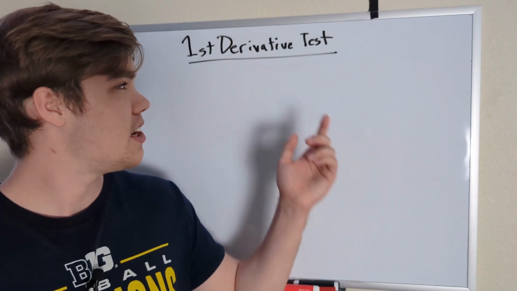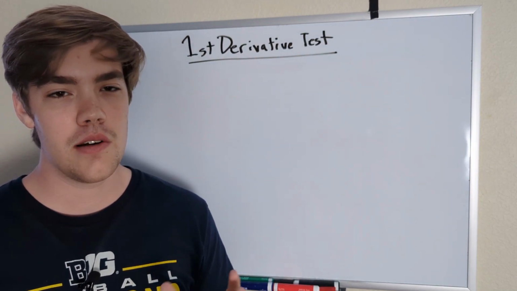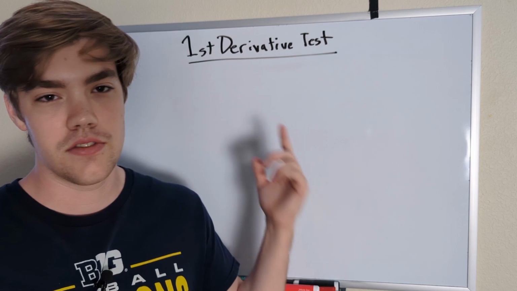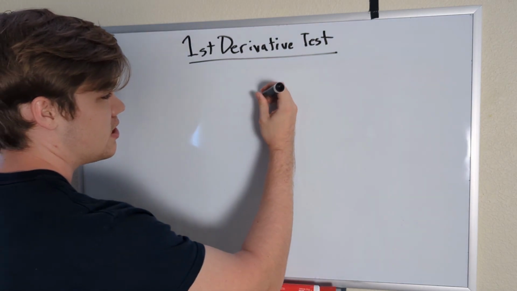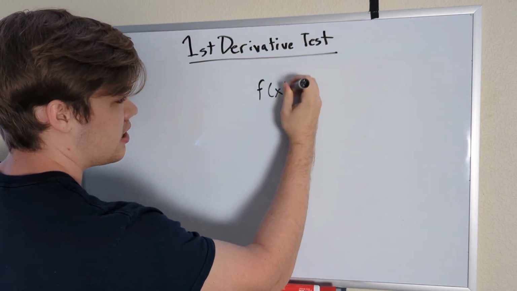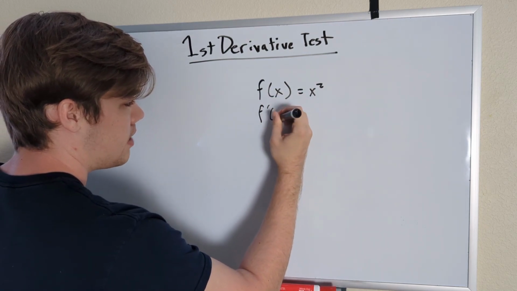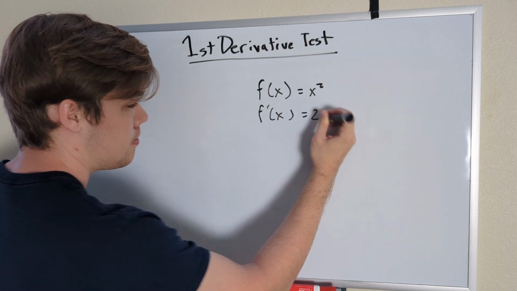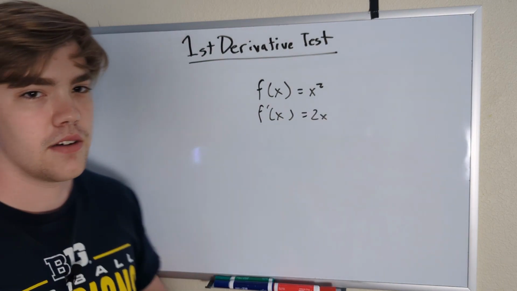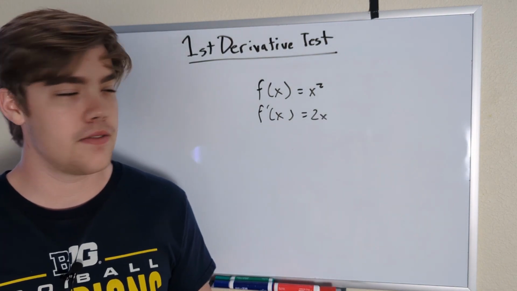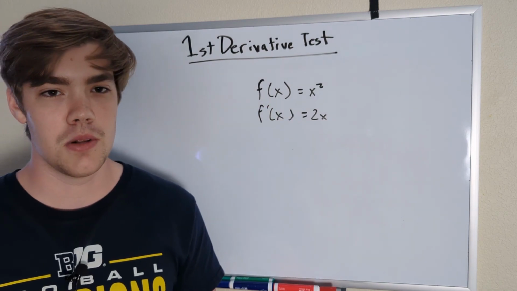In today's video, we're going to be talking about the first derivative test, which is a way we can figure out what a graph looks like using its first derivative. You may remember in past lessons, if we had a function, say f of x is equal to x squared, we could take the first derivative, which of course is just f prime of x, and that's equal to 2x by the power rule. Using this first derivative, we can actually find out some things about the graph without having to actually graph the function. So let's talk about that here.